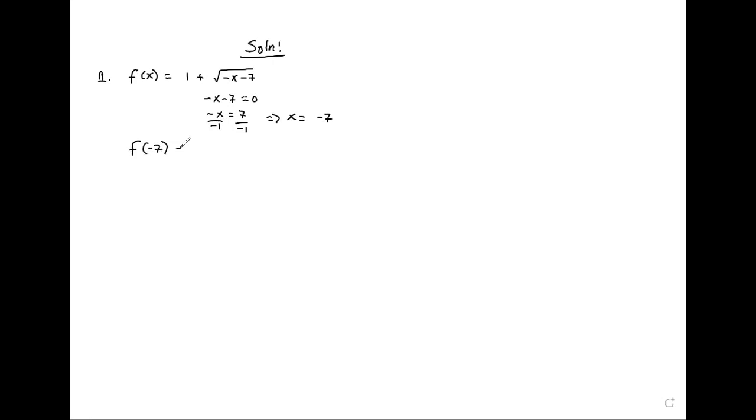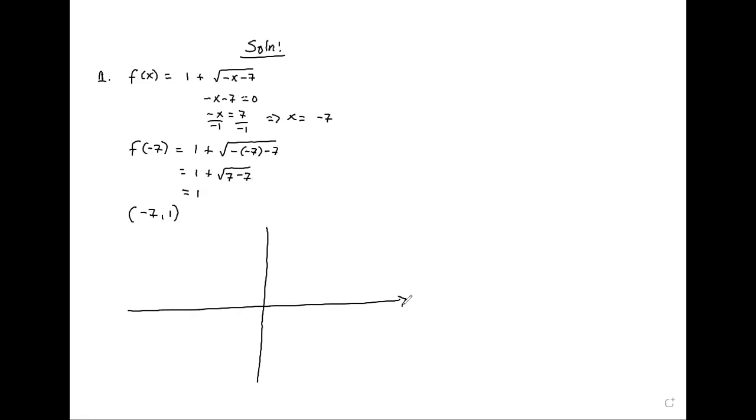Take it into the function and get 1 plus the root of -7 minus 7. That is 1 plus the root of 7 minus 7, which is equal to 1. So what we have is the point (-7, 1). So our sketch starts at (-7, 1) there. Remember the family of functions here.